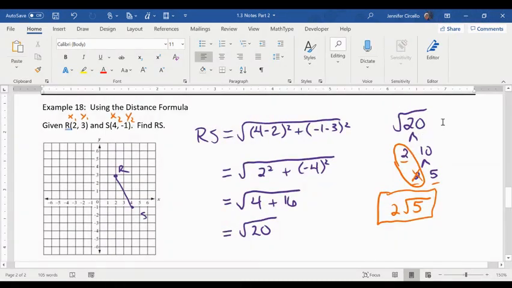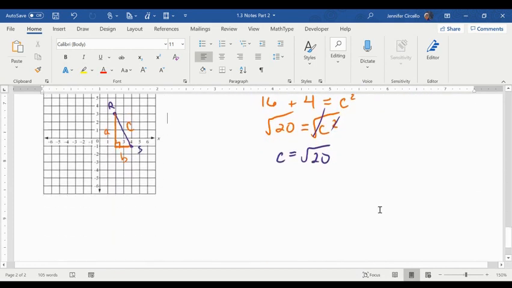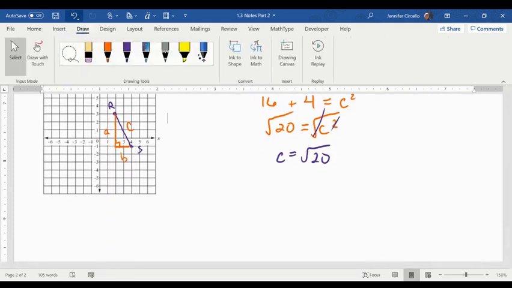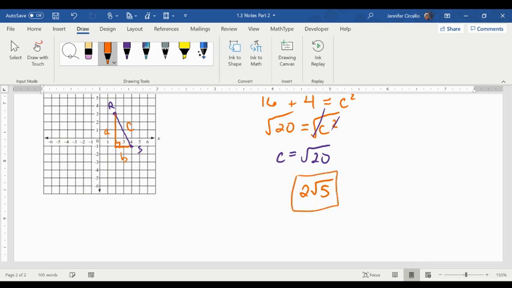Up here we had the square root of 20 and we did the factor tree. So we got the same exact answer. We just did it a different way. So I know that this has to be 2 root 5. So it will be the same.